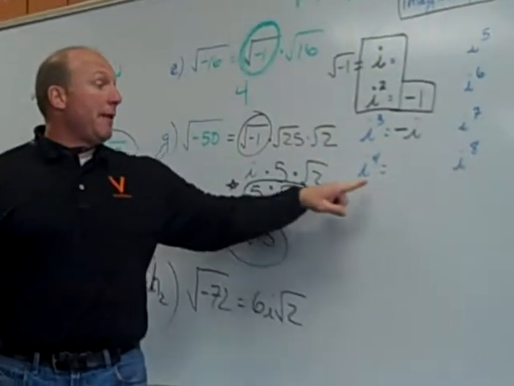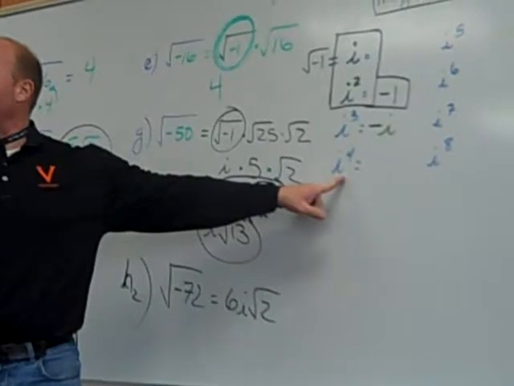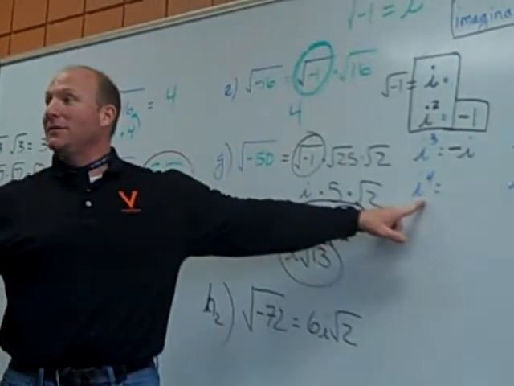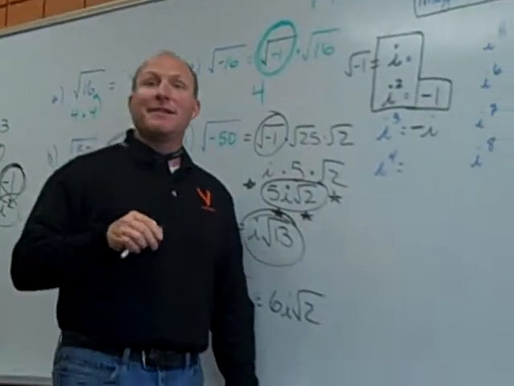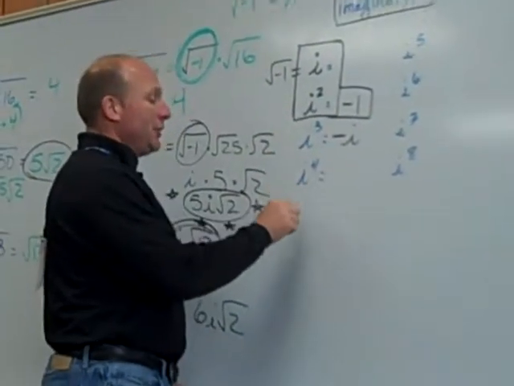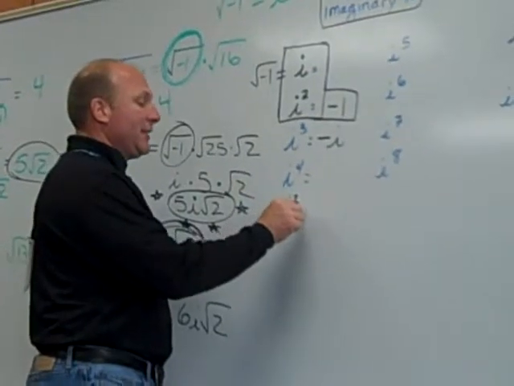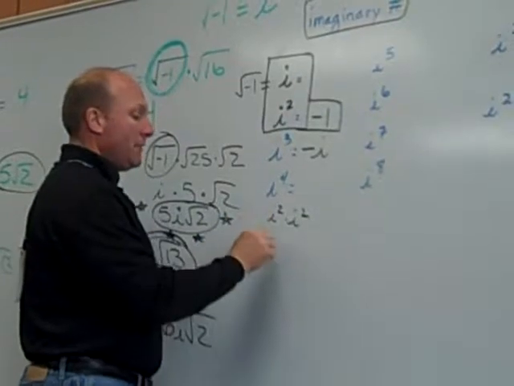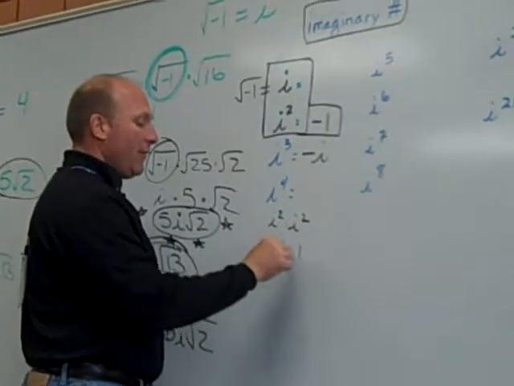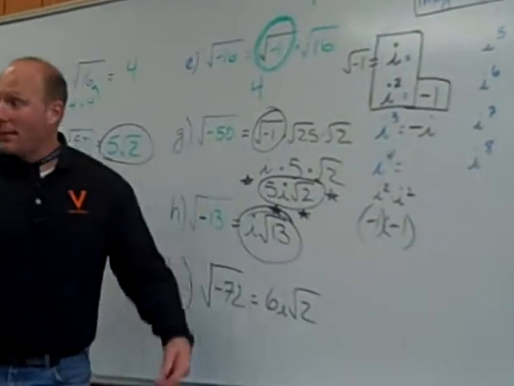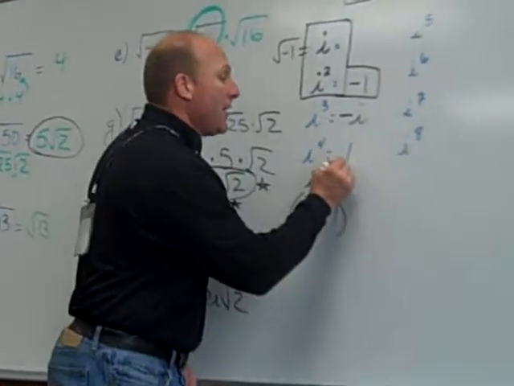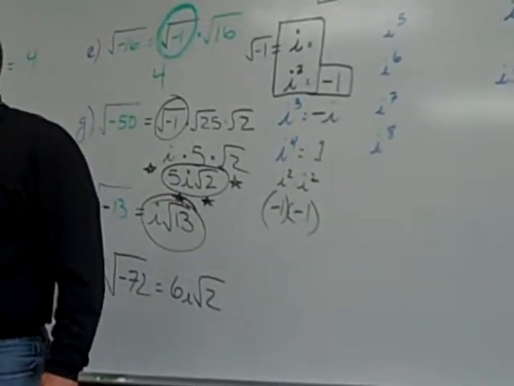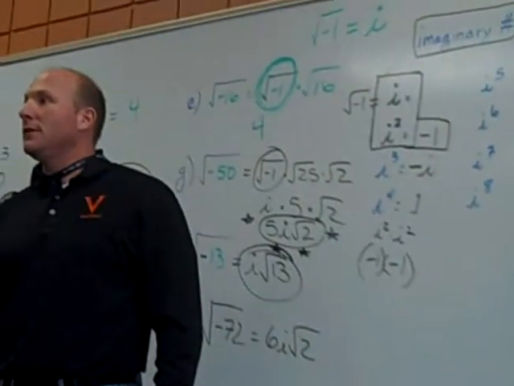So, anybody want to guess what i to the fourth would be? Negative 1. Close. Negative 2. No. 1. Why 1? So it's negative 1 times negative 1. Correct. Would you agree that i to the fourth is the same as i squared times i squared? Yeah. What's i squared? Negative 1. What's negative 1 times negative 1? Positive 1. So if you can do this right here, you're golden for today. All the rest is review, just using a different letter.